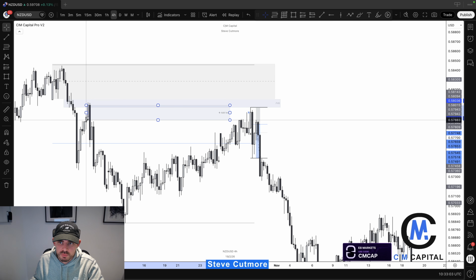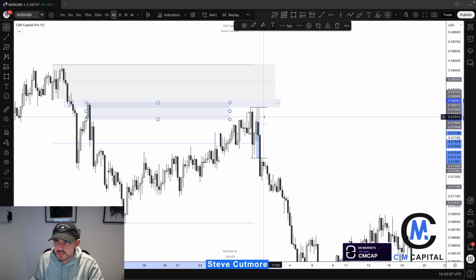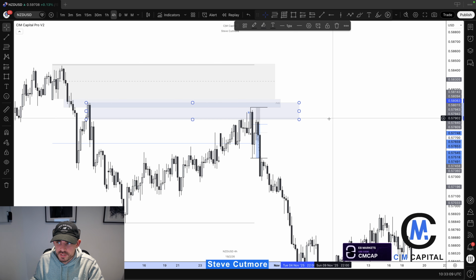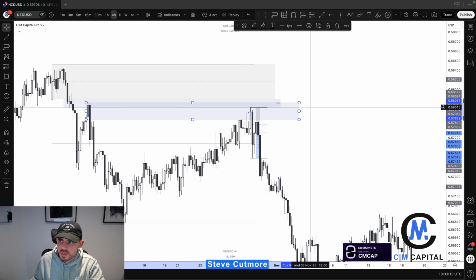So we can tighten it up to this one here. Price pulls up and it actually respects that beautifully, as well as pushing up and respecting that daily fair value gap. The higher the time frame on the demand zones, supply zones, fair value gaps, the higher the time frame, the stronger it is going to be.